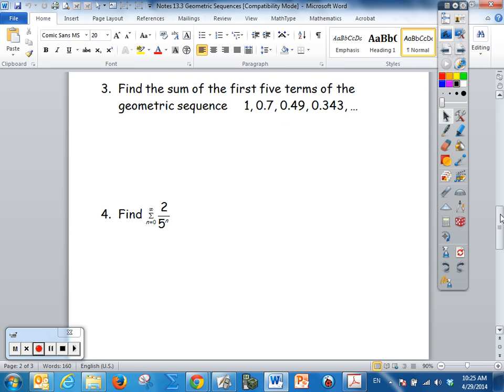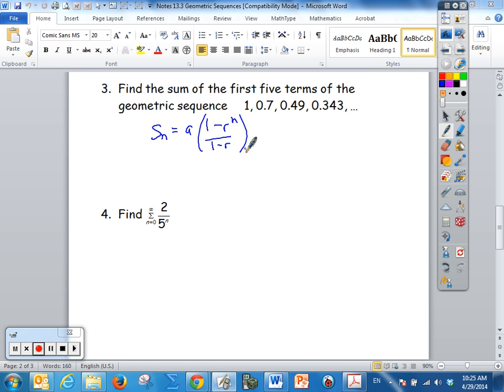Let's look at number 3. Okay, number 3 says find the sum of the first 5 terms of the geometric sequence. Alright, so we just want the first 5 terms. That's great. Let's see if we have everything for our formula. Our formula that we want to use is S sub n equals a times 1 minus r to the n over 1 minus r.